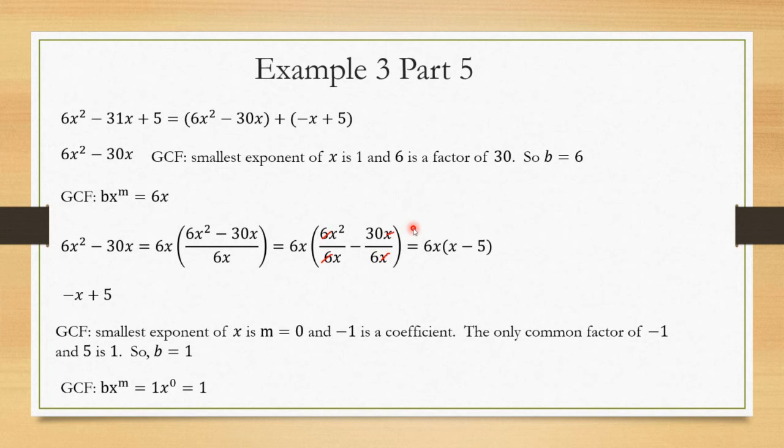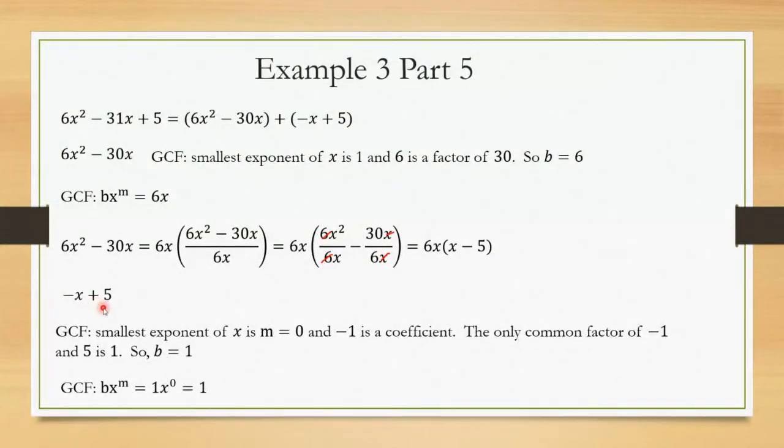Okay. Well, for the second one, negative x plus 5, right? Here we have a non-zero constant term, so our m is 0. We have negative 1 as a coefficient. Just like 1, negative 1's only factor is 1, because factors can only be positive. So the only common factor among negative 1 and 5 has to be 1. Again, negative 1, the only factor of it is 1. Factors can only be positive.